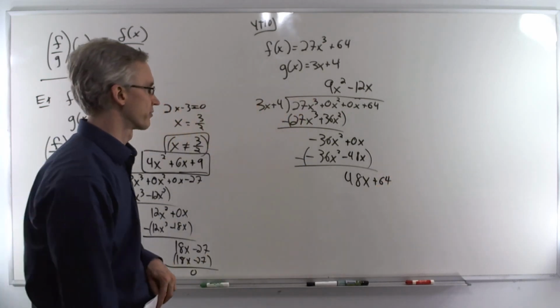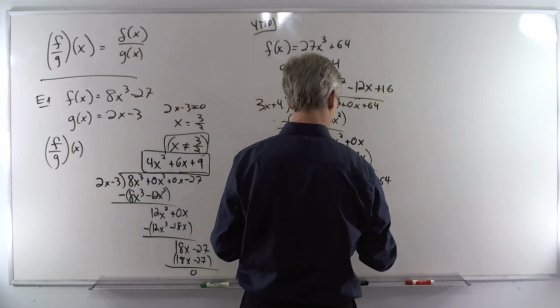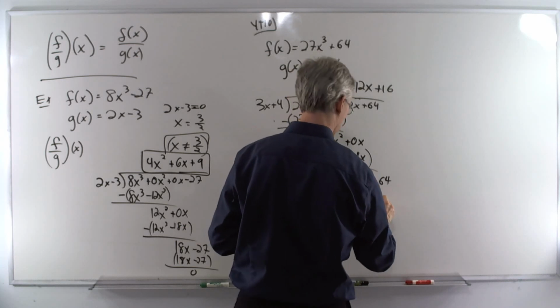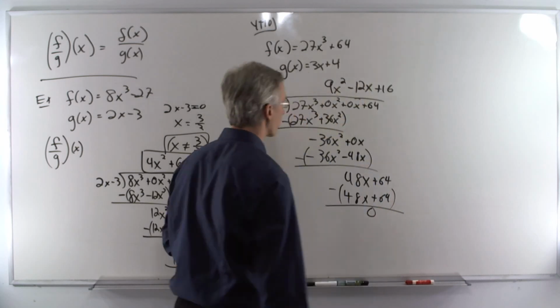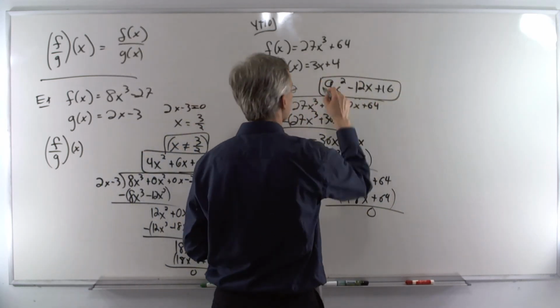All right, now we need to match 48x, so we're going to multiply 3 by 16. That gives us 48x plus 64, so we got a match there. Subtract and we get 0, so no remainder. So our answer is 9x squared minus 12x plus 16.